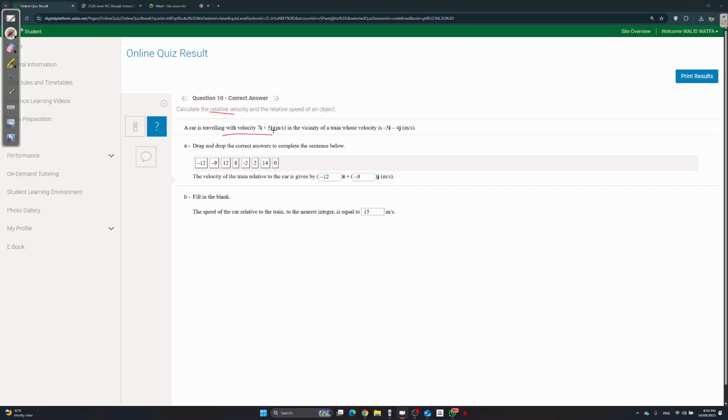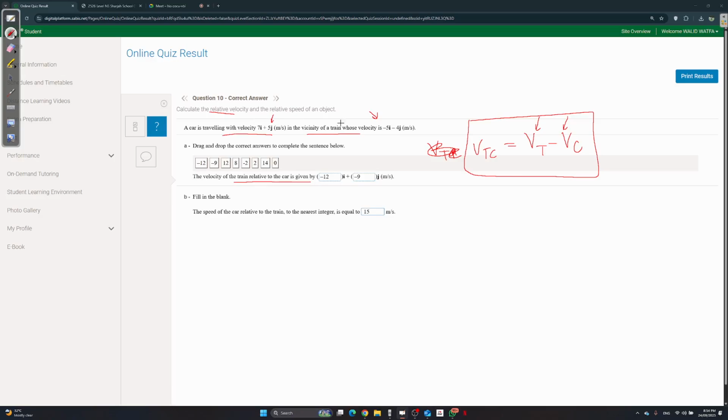A car is traveling with velocity 7i plus 5j in the vicinity of a train whose velocity is negative 5i minus 4j. Find the velocity of the train relative to the car. So what do they want? V train with respect to car, so VTC. And what is this equal to? What minus what? VT minus VC. Okay? So what do we need? V train minus V car.